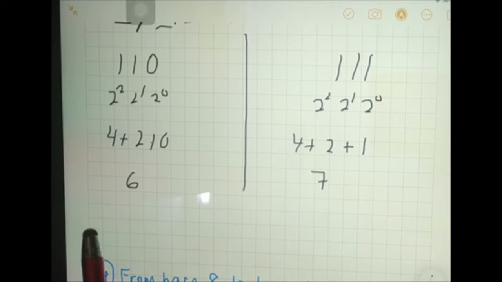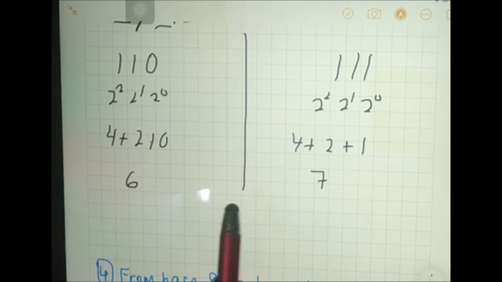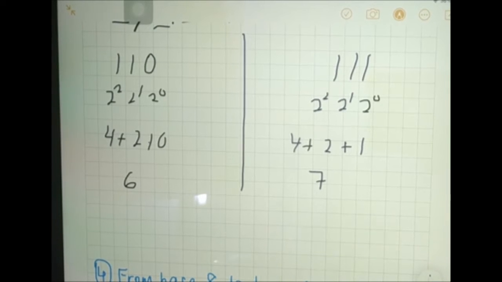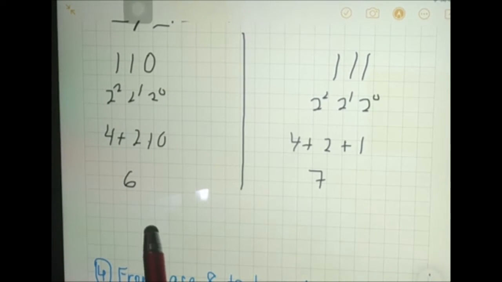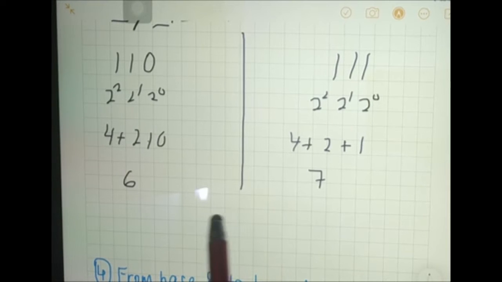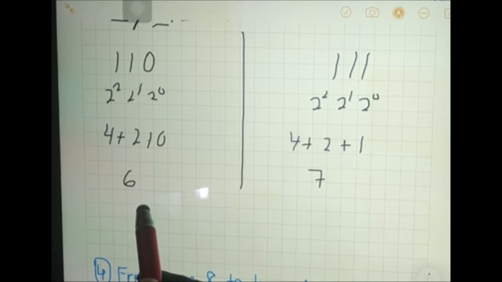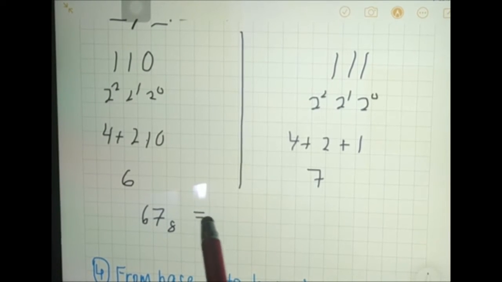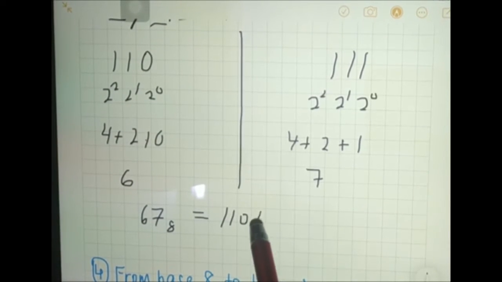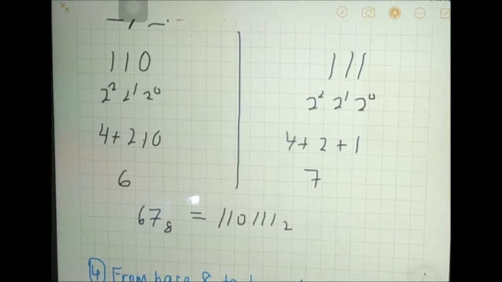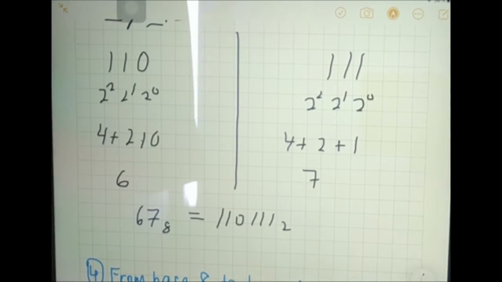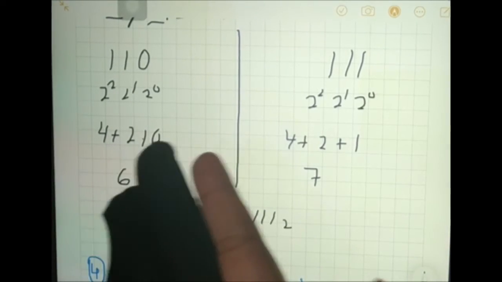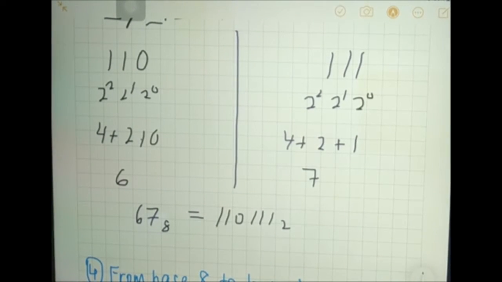So once we have our numerical value for each, we combine these answers to get one answer. So 6, 7. We combine it to become 6, 7 base 8, which is the same as 1, 1, 0, 1, 1, 1 base 2. Okay, so this one, we have a perfect 6-digit number, right?